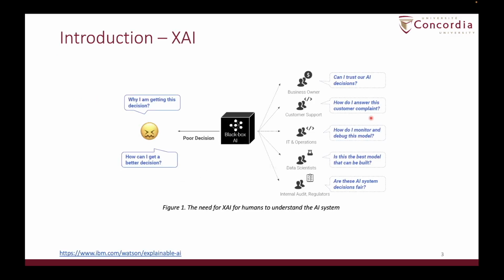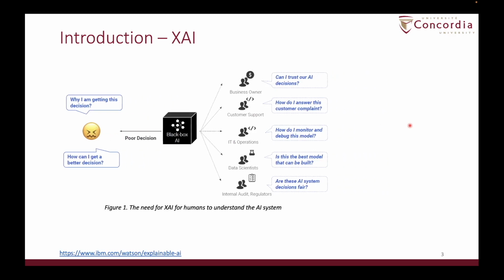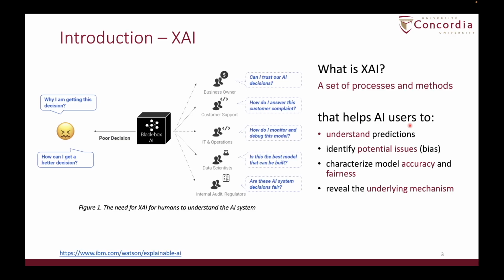For the application of the AI model, especially in the critical area, different stakeholders of the model are concerned about various aspects. Questions have been asked, such as how do I get this prediction? Can I trust this prediction, etc. Here I quote from IBM's definition of XAI. XAI is a set of processes and methods that helps AI users to understand prediction, identify potential issues such as bias, characterize model accuracy and fairness, and even review the underlying mechanism of the model.